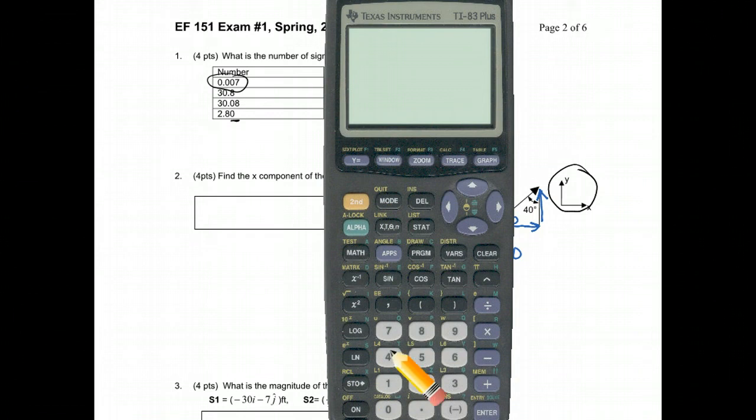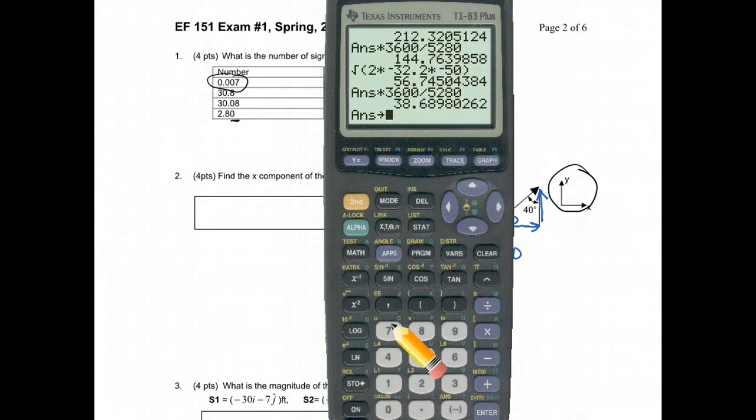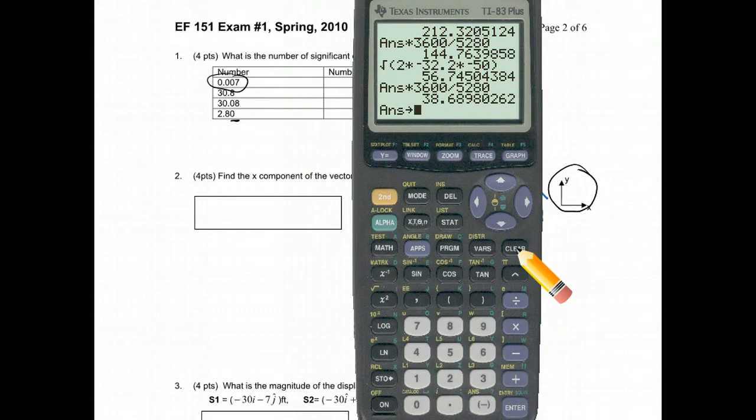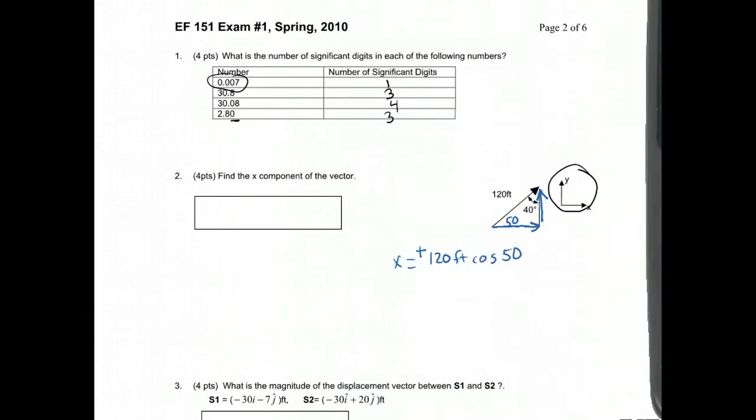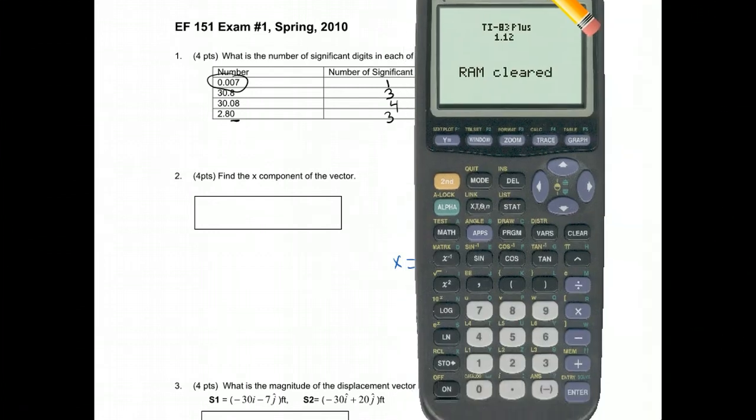Come on, calculator. It's not turning on. There we go. Always when you're in a hurry, it doesn't work. Come on, what's wrong here? Let's reset this thing here. I bet it works better.